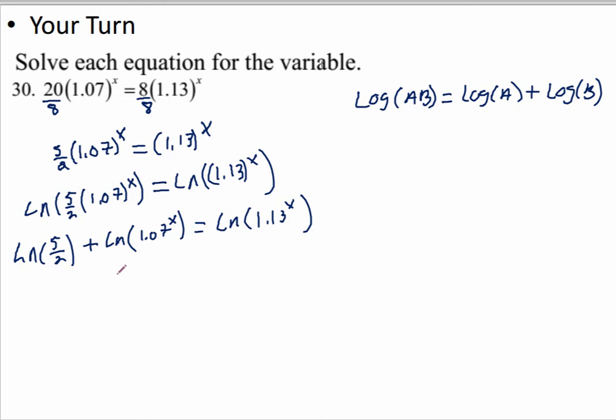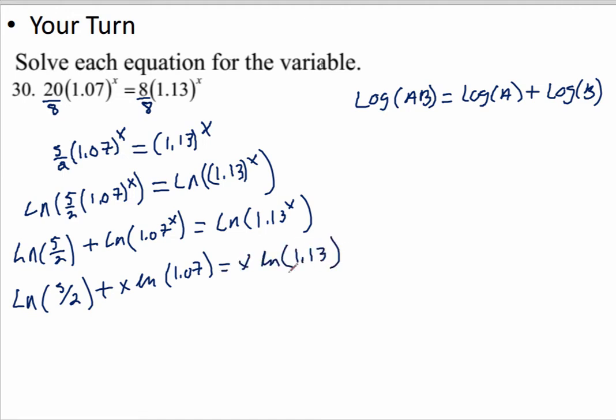Now by my properties of logarithms, I get to pull those x's out of there. It doesn't matter, we can do it now. So ln of 5 halves plus x ln of 1.07 is equal to x times ln of 1.13, and there he goes, working in cursive again. That's a squiggle as ln, trust me on that.